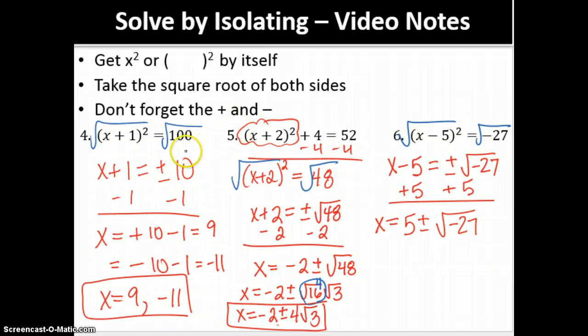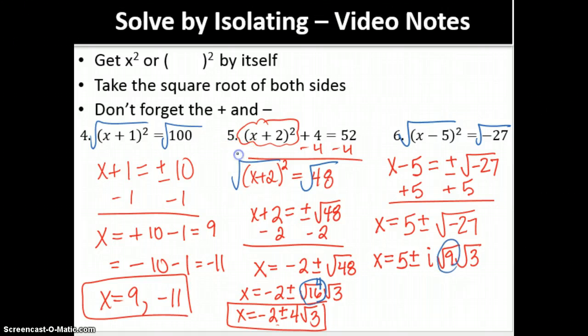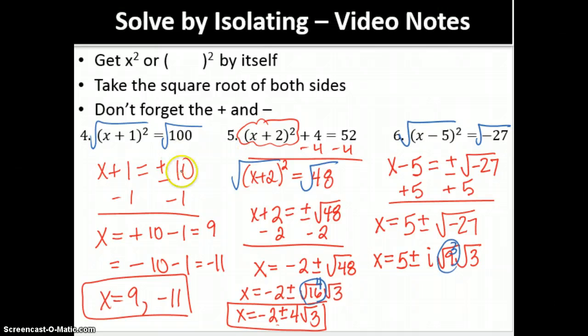So simplify root negative 27. We're going to write 5 plus or minus. This is going to be i. And we're going to split 27 into 9 and 3. And the square root of 9 is 3. So we're going to write this in the correct order, which is 5 plus or minus 3i root 3.